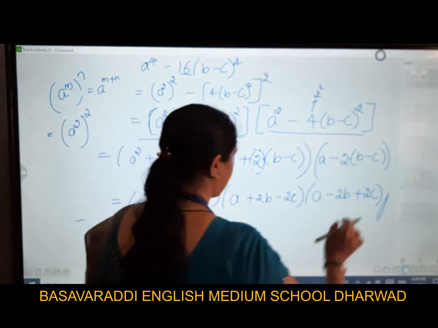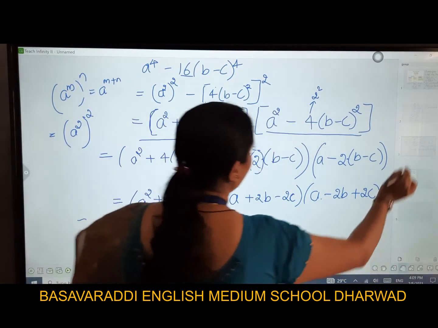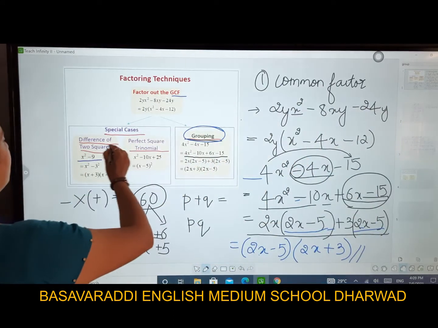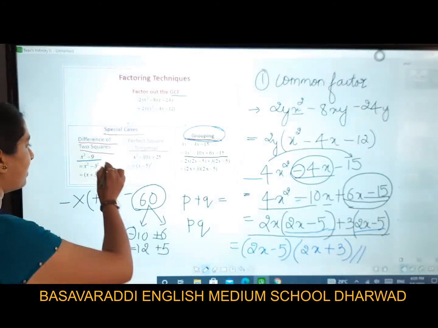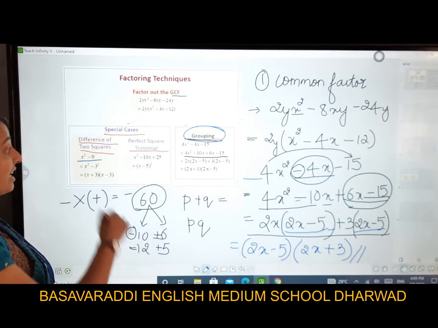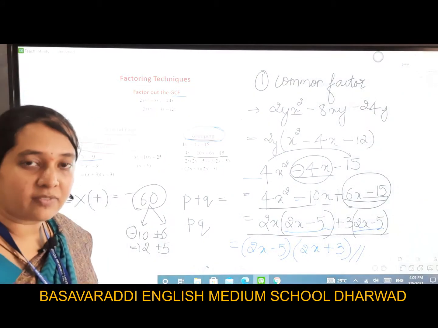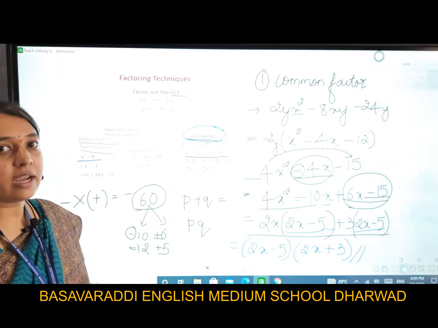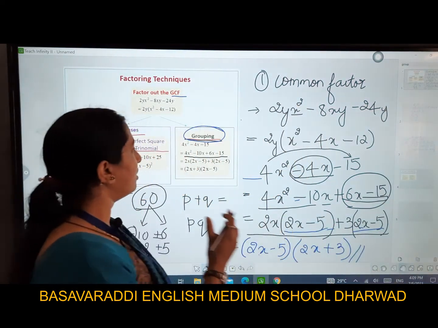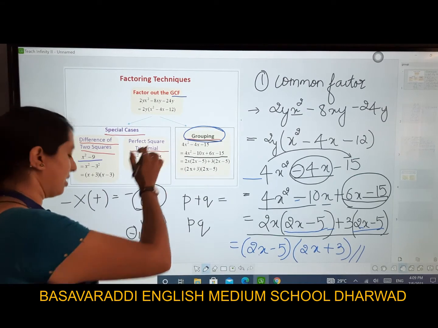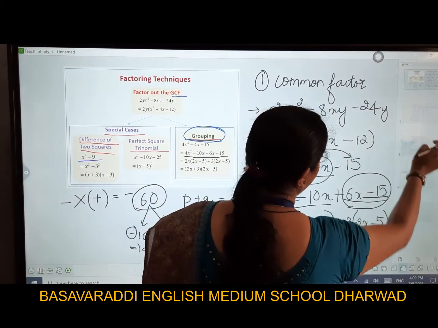Shall we go with the next one? So difference of two squares we have understood now. Now the next type that we have is perfect square trinomial. So how to solve the sums of this sort? Let me take a new page here.